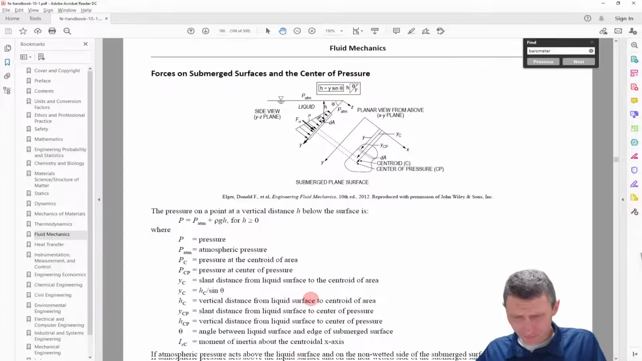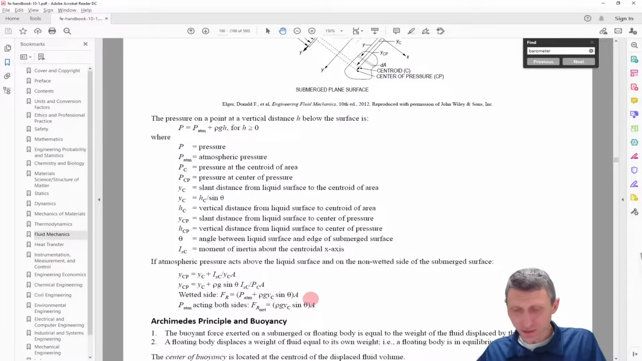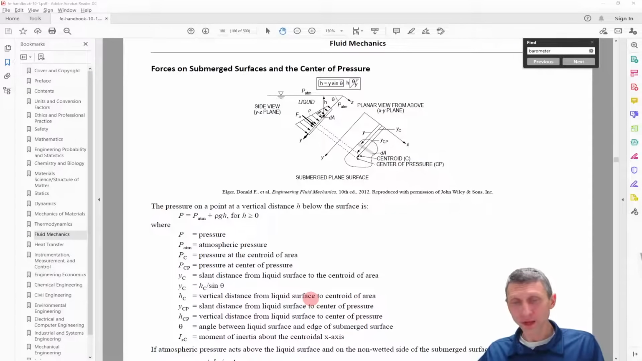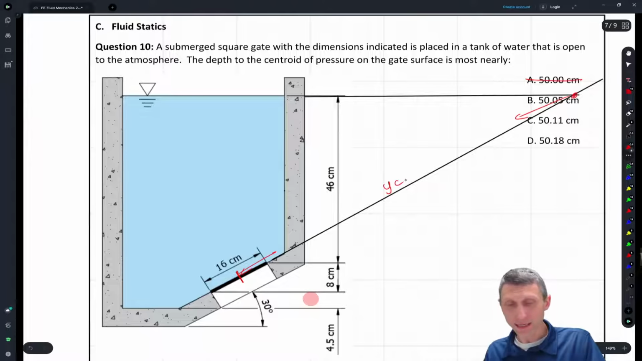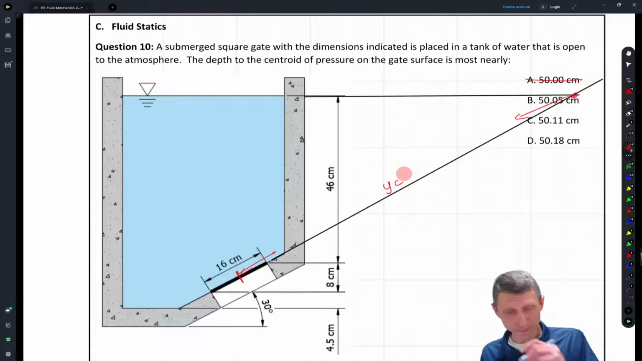The center of pressure versus the centroid of the area. Yeah, so the centroid of the area is the center of the plate, and the CP is the center of pressure. Okay, if we take this first distance here, that's going to be YC, the distance to the centroid of the area. So how do we get YC?